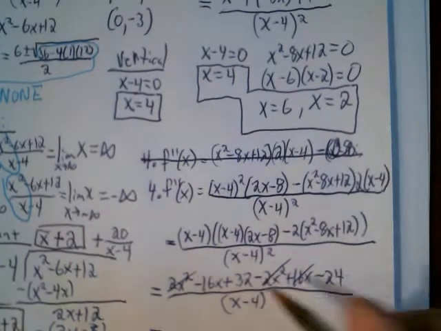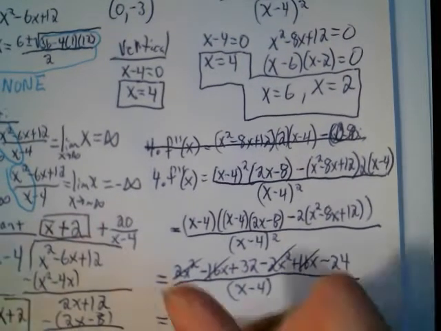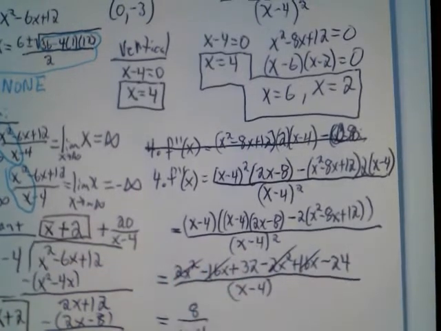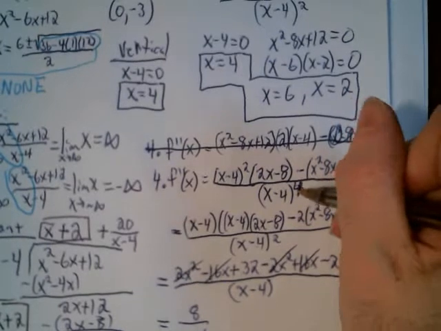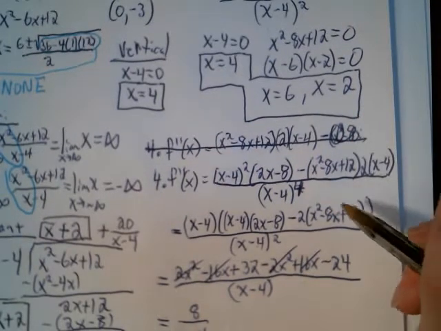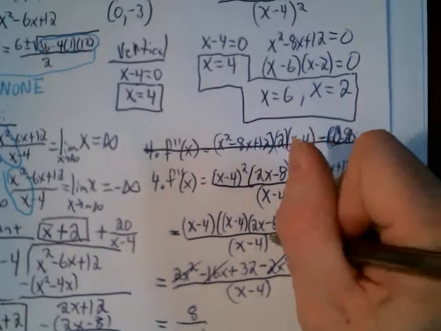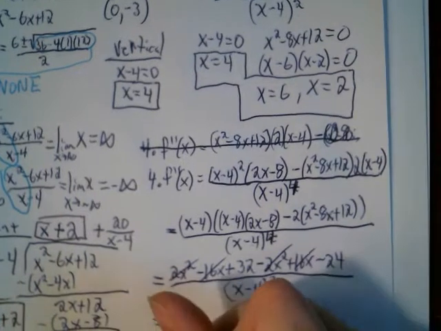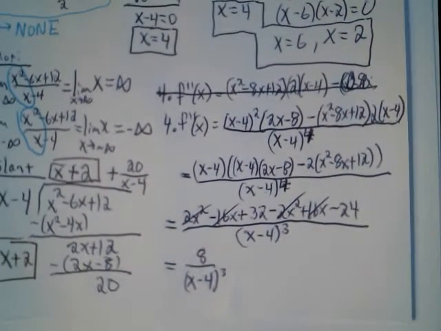Some nice cancellations going on here, 32 minus 24. So 8 all over x minus 4. Seems like this should have been to the 4th power back here. So x minus 4 squared is x minus 4 to the 4th. And then, yeah, okay, so not as pretty as I hoped, but still a nice form for the second derivative.